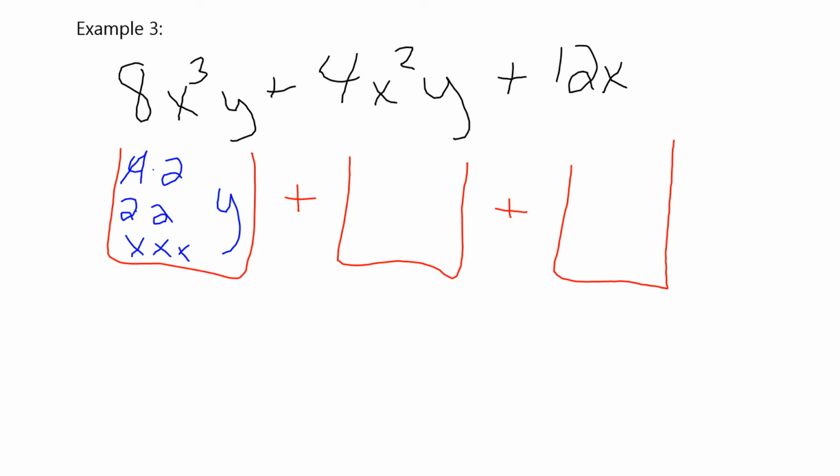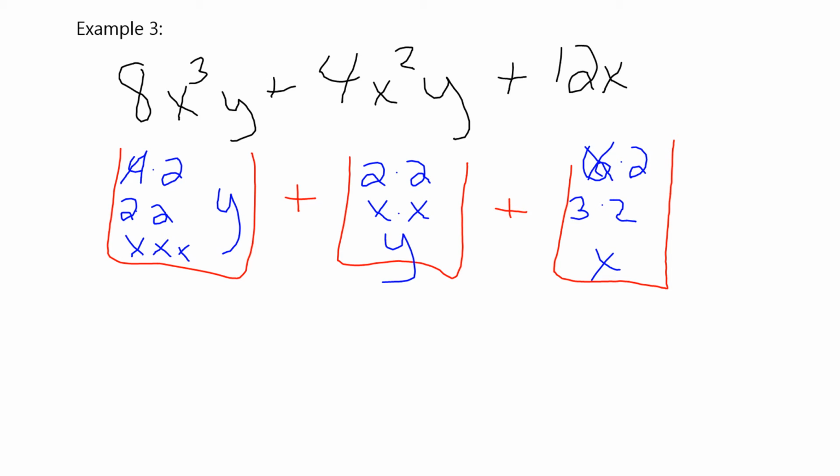And now my second term, I have 4x squared y, so 4 is 2 times 2. X squared is x times x, and then y. And then 12x. So 12 gets broken into 6 times 2. Again, 6 is not prime factored, so I need to break that down again to 3 times 2. And then an x. So now I'm going to see what all they have in common.